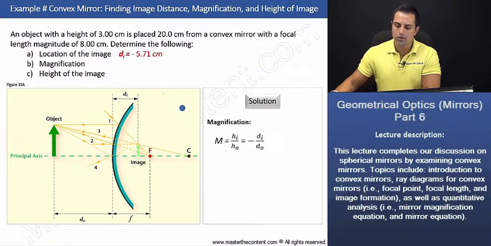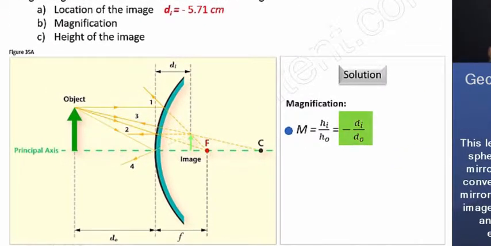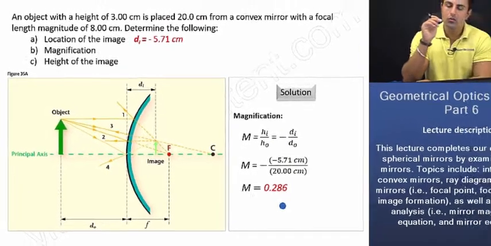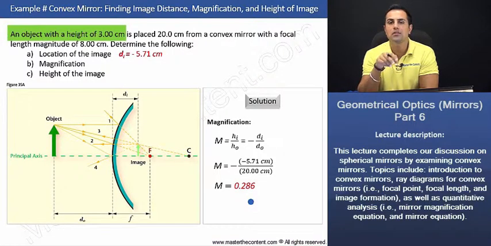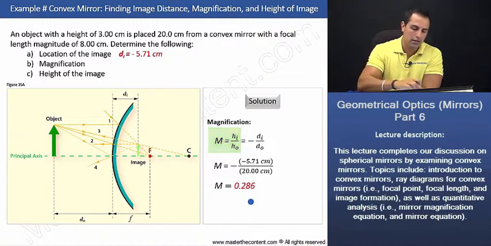Okay, let's get right into it and start with our magnification equation. All we need to do is fill in our values. The image distance is negative 5.71 centimeters, and the object distance given to us is 20 centimeters, and upon solving, we find that the magnification is 0.286. Recall, magnification is dimensionless, and as we expected, it's positive, and the magnitude is less than 1. Now that we know the magnification, and we're given the height of the object, we can easily find the height of the image using the magnification equation. Let's do that now on the next slide.